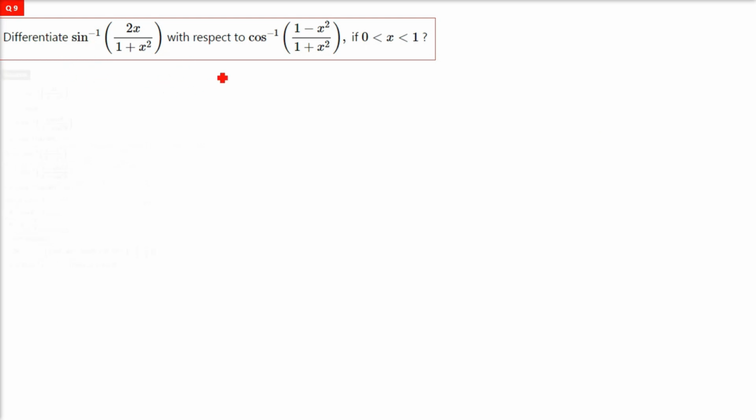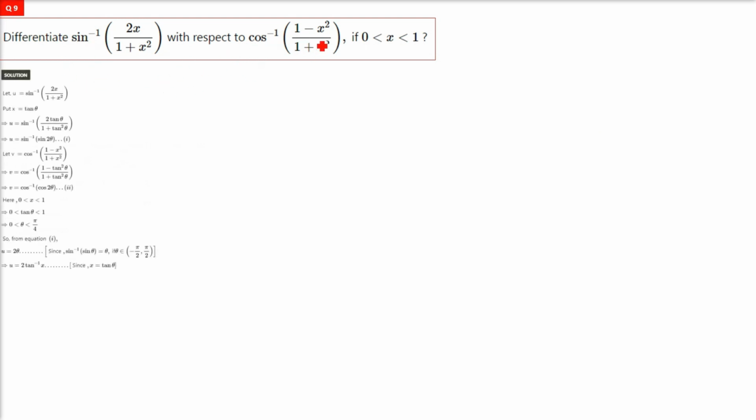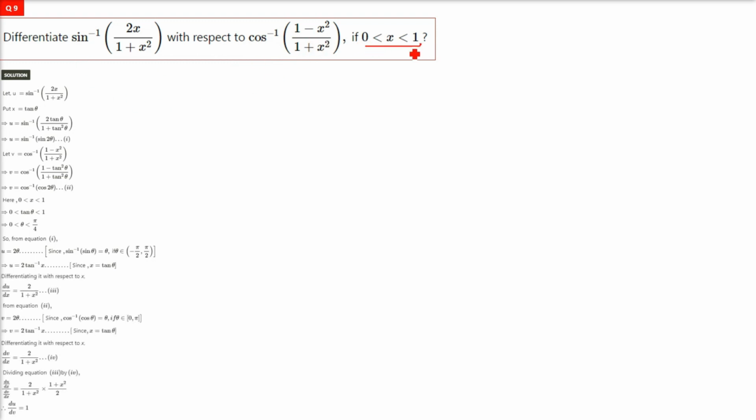So we have sin inverse of 2x by 1 plus x square, and we have to differentiate it with respect to cos inverse of 1 minus x square divided by 1 plus x square. The periphery is between 0 and 1. Please remember, in both these terms, we will put x as tan theta. X is tan theta, so theta will be equal to tan inverse x. Finally, we will just check between 0 and 1, and I hope you'll be able to do that. We have done it in a lot of the questions previously, and this also.